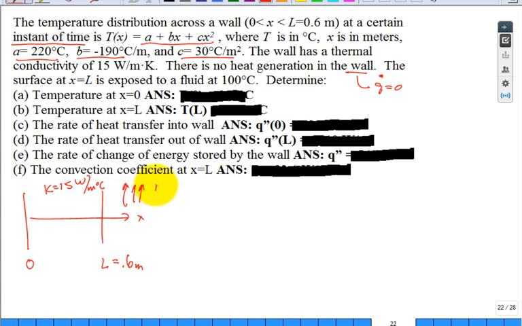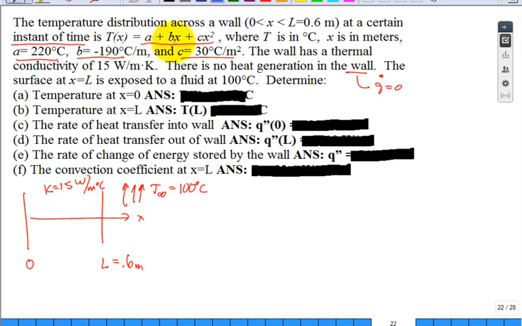And that fluid, T infinity, is 100 degrees C. A lot of parts to this problem. Go slow. What is the temperature at X equal to zero? How are you going to do that one? What is the temperature at X equal to zero? All you have to do is stick in and evaluate the temperature at X equal to zero.